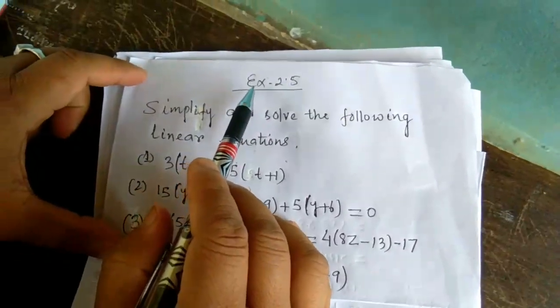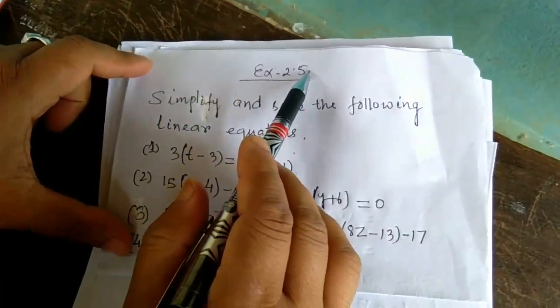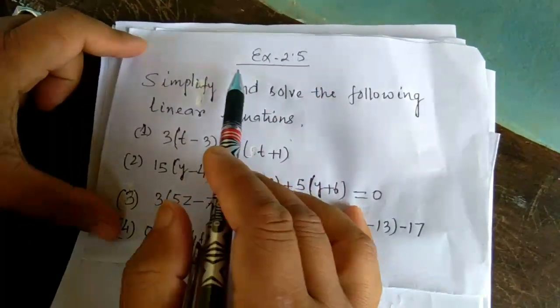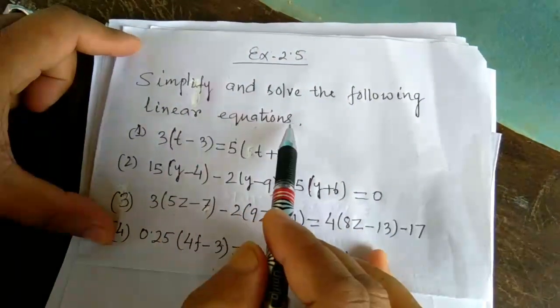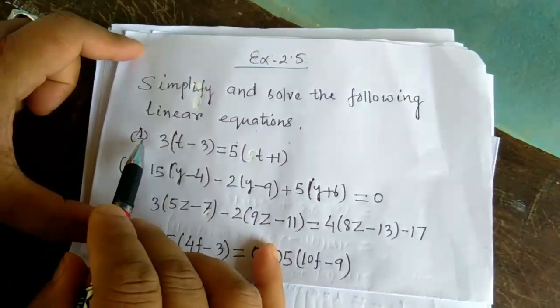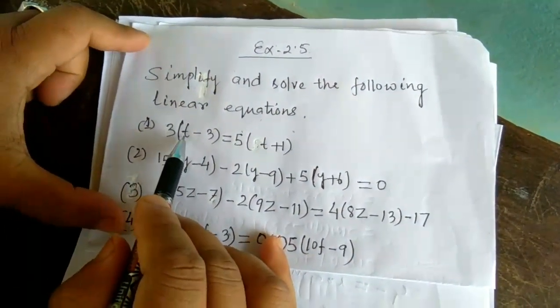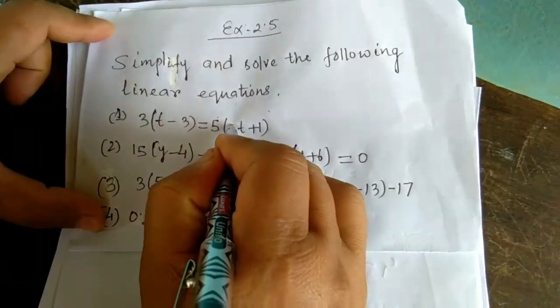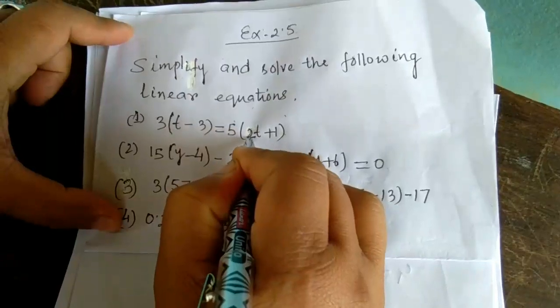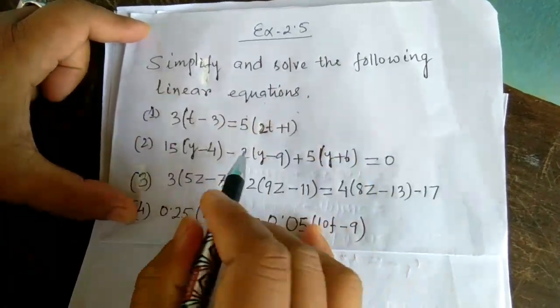Morning. We are doing exercise 2.5, class 8. Simplify and solve the following linear equations. Question number 1: 3(t − 3) = 5(2t + 1).